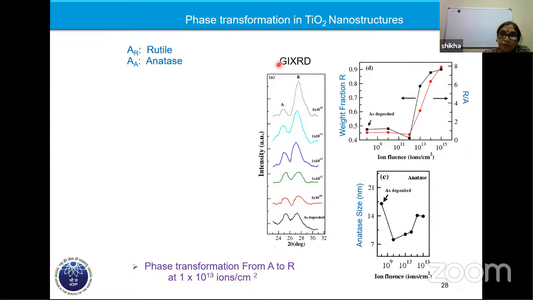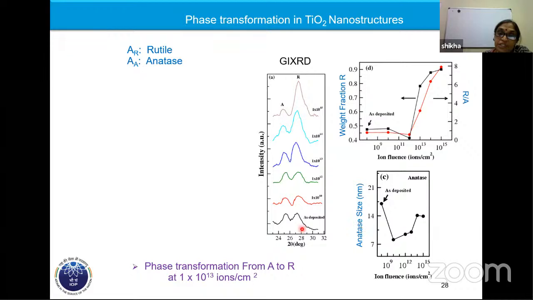So if we look at the XRD, you see that in the as-deposited film, this feature in the XRD is due to anatase, and this feature in the XRD is due to rutile. We see that anatase and rutile are in nearly similar composition. But as the number of ions increases in the thin films, the rutile takes over. Here is the weight fraction of rutile, and here is the area of rutile versus area of anatase. In both cases, you see that the ratio of rutile takes over beyond this fluence, which is about 10 to the power 13. So there is a phase transition happening.